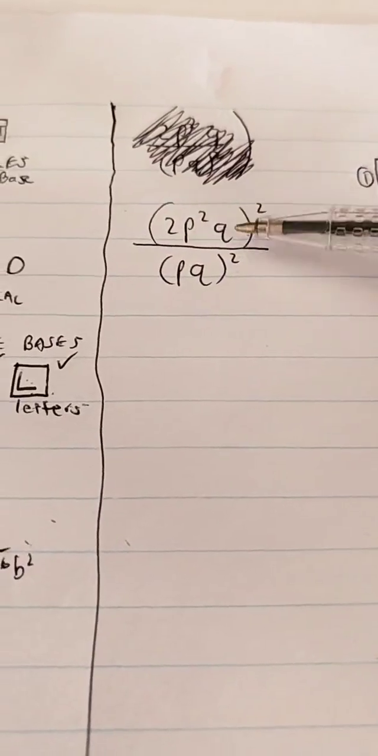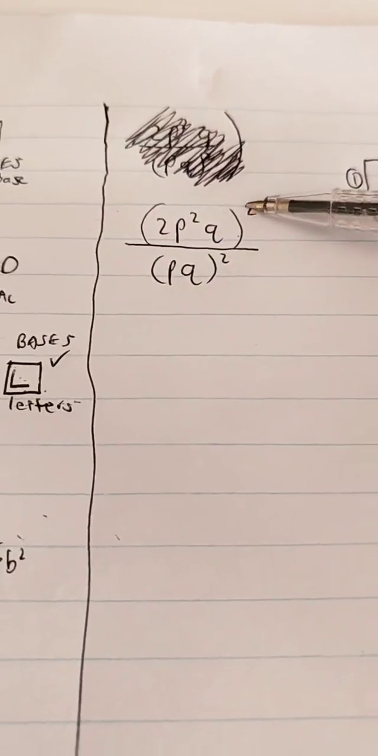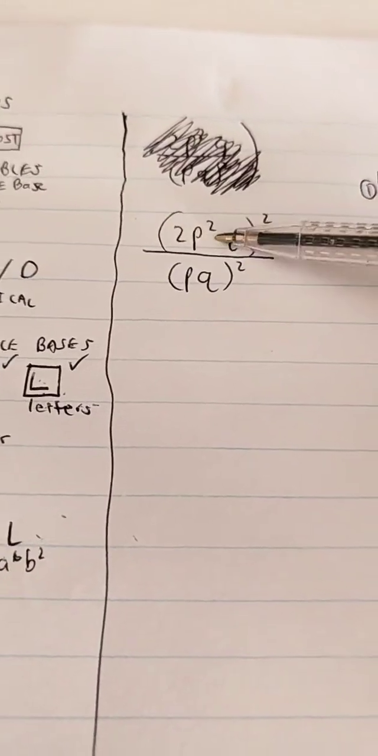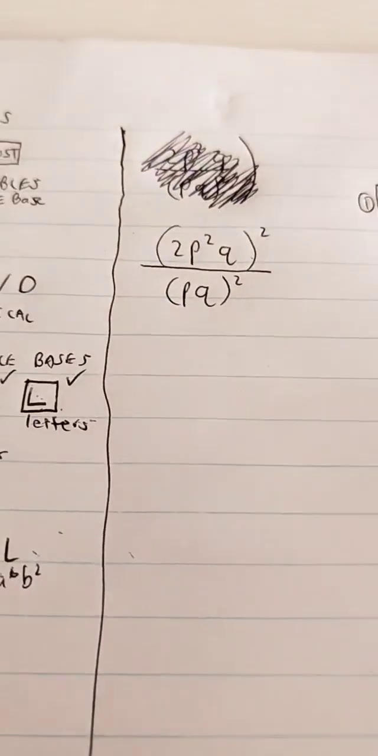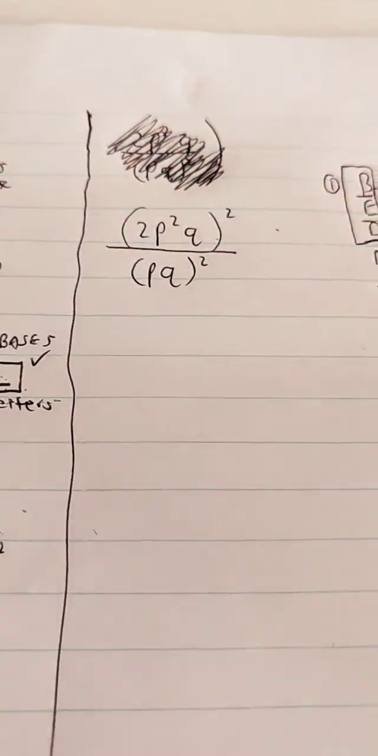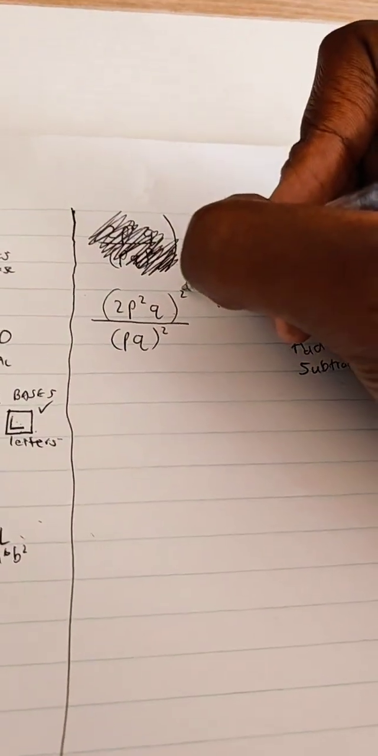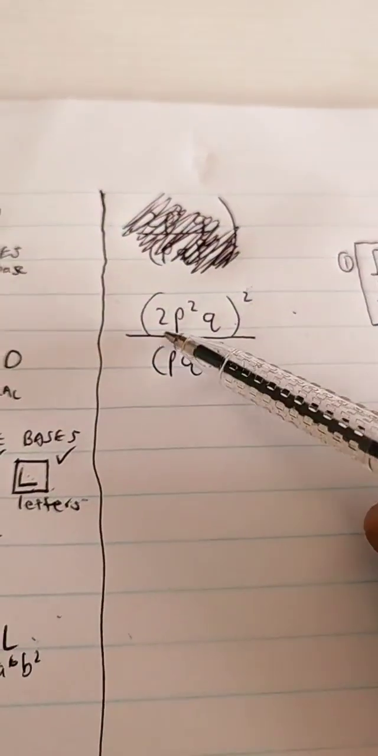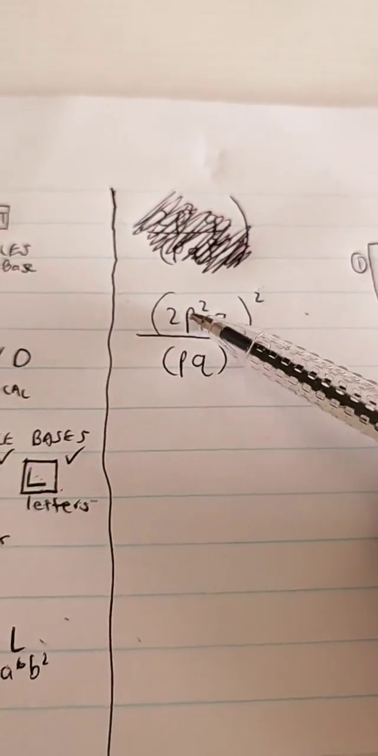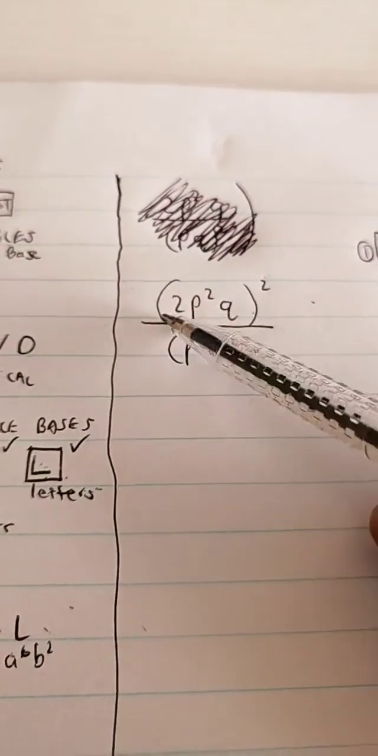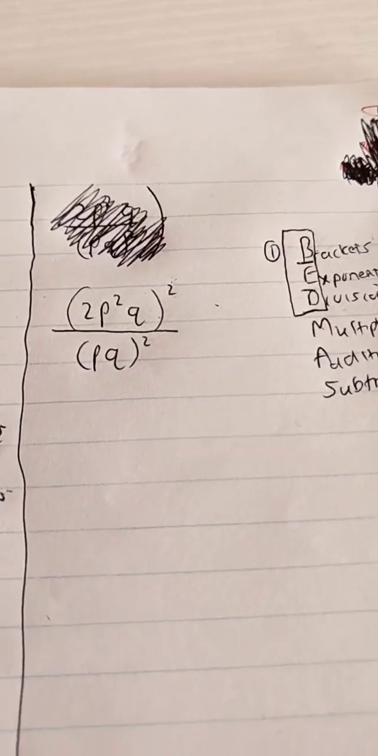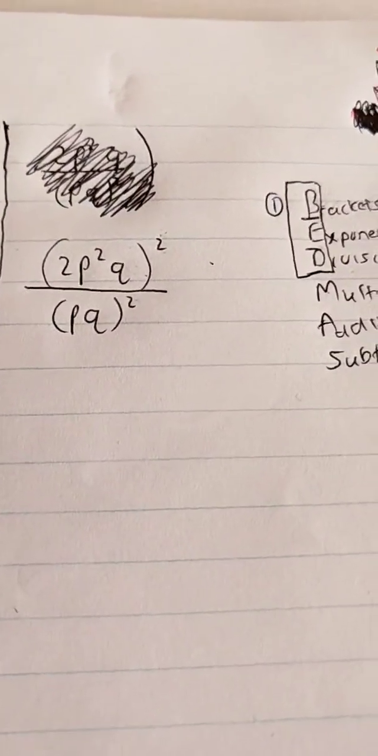Yeah. So (2p²q)², the whole thing squared. You want to apply the exponent for this bracket alone. Apply the exponent in the numerator, guys. When you apply the exponent, remember you can only apply it where there's a relationship of multiplication between the bases, which actually exists here.